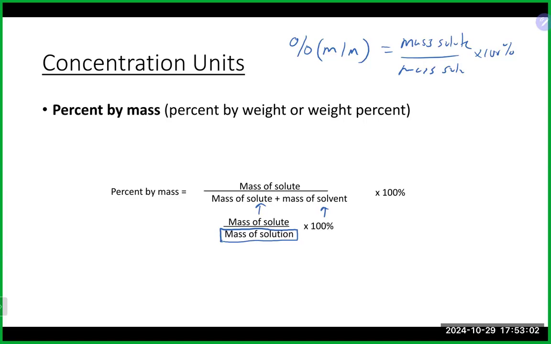So they'll give you how many grams of your solute, they'll give you how many grams of your solvent, and it's a very common mistake people make that they just go with the solvent rather than adding it together. So you have to make sure that you really do add it together.